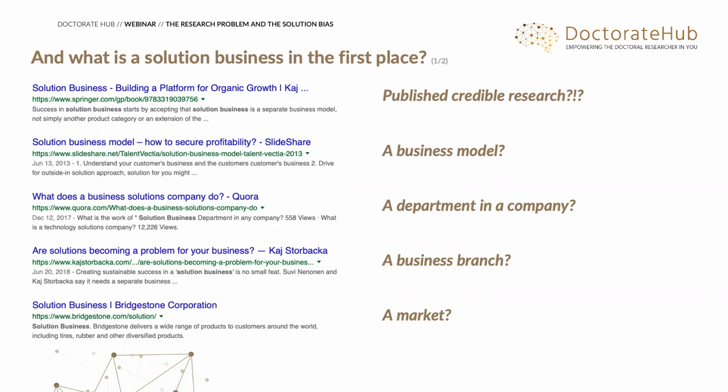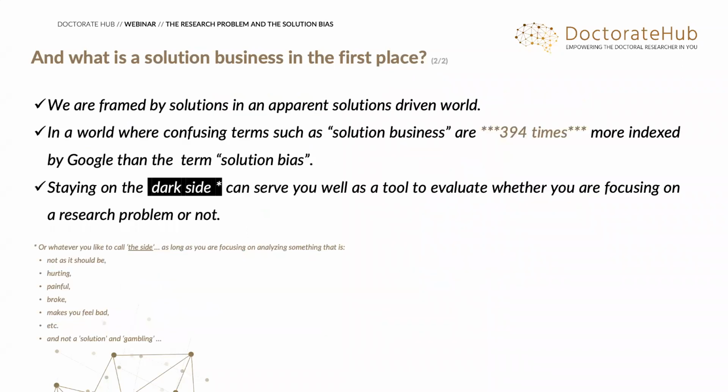Okay. Now, I think it's important to understand that any type of information that you're looking for on the internet is framed by solutions, because this is what generates hits. This is what algorithms are made for. They are not made for putting you into problems. They are made for showing you solutions. And even if you look for it, usually the word problem comes with a problem solution focus.